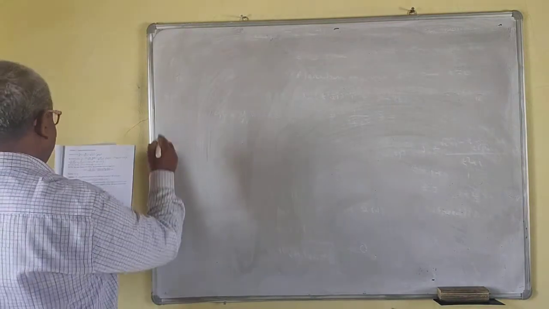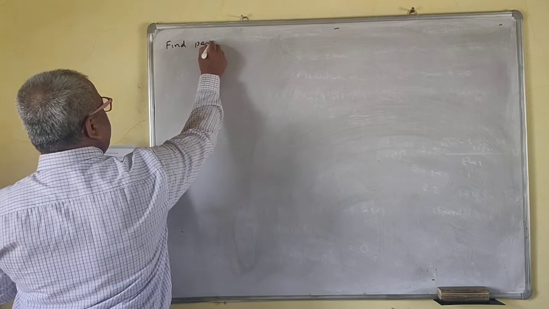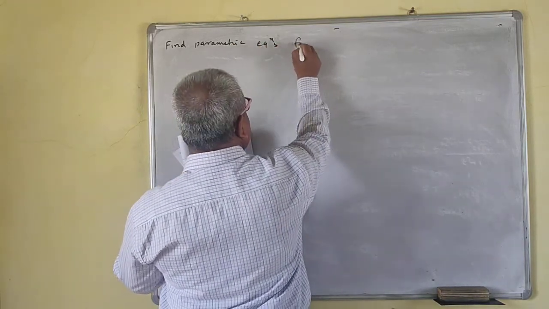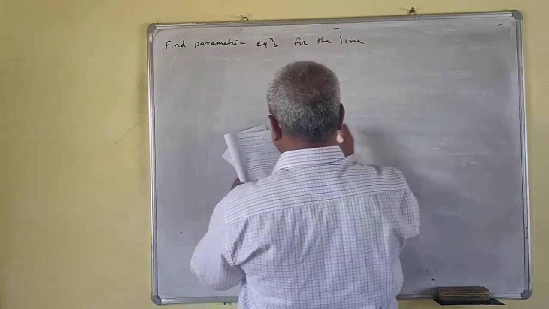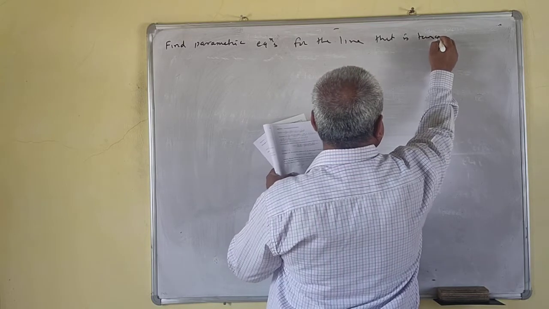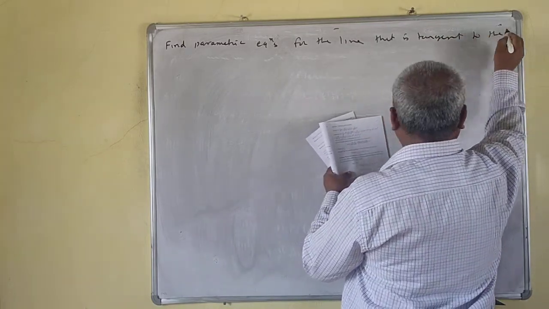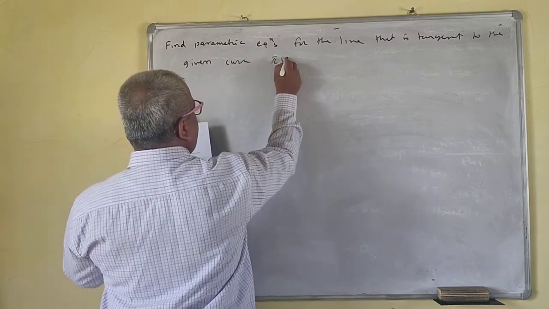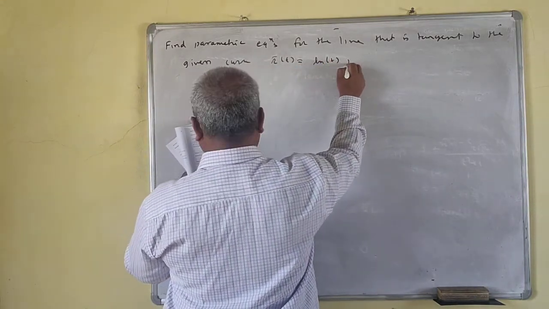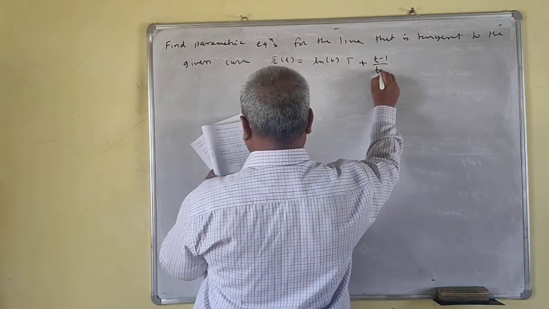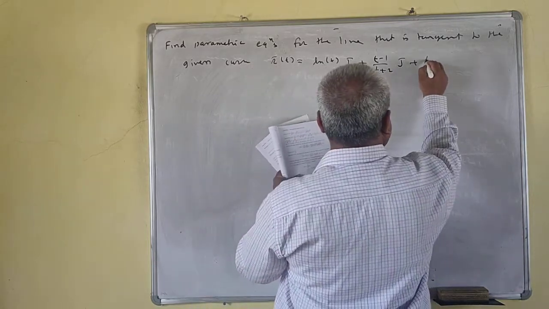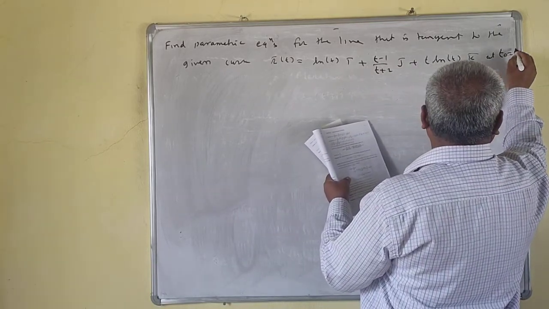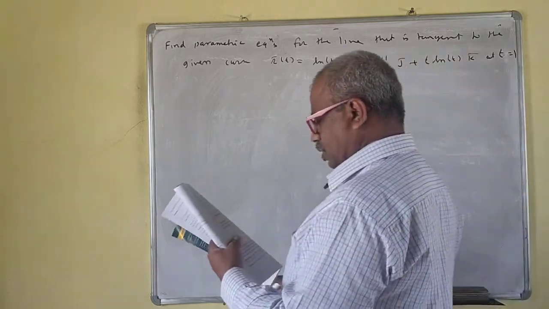Okay, so next problem. Find parametric equations for the line that is tangent to the given curve r bar of t is equal to ln of t i bar plus (t minus 1) upon (t plus 2) j bar plus t ln of t k bar at t naught is equal to 1, or at t is equal to 1.